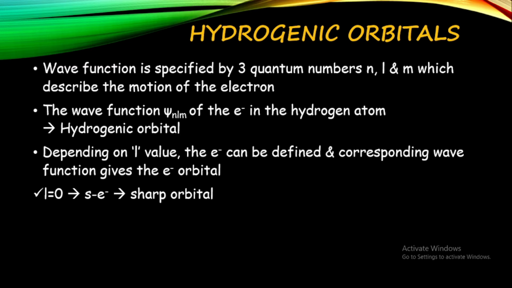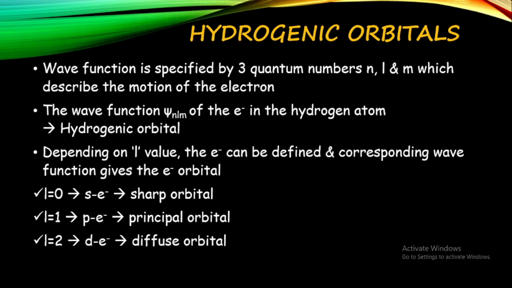Then if we consider l equals 1, the electron is called a p electron, and the corresponding wave function gives us the p orbital, called the principal orbital, based on the notation used for the spectral series, that is, the principal series. Coming to l equals 2, it represents the d electron, which is termed the diffuse orbital, and l equals 3 gives us the f electron, which is named the fundamental orbital. This is how we can define different types of orbitals based on the orbital angular momentum quantum number l.